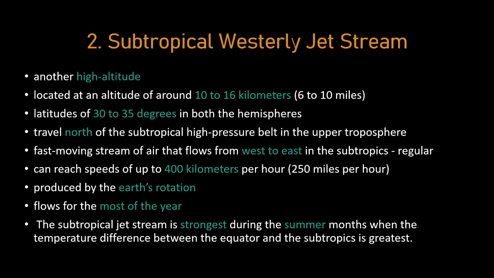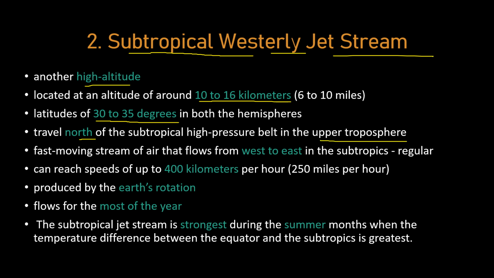The second type of jet stream is the subtropical westerly jet streams. These are also high latitude jet streams. They are located at an altitude of around 10 to 16 kilometers, that means 6 to 10 miles. They are located between the latitudes of 30 to 35 degrees in both hemispheres. They can travel north of the subtropical high pressure belt in the upper troposphere. These are moving streams of air that flow from west to east.